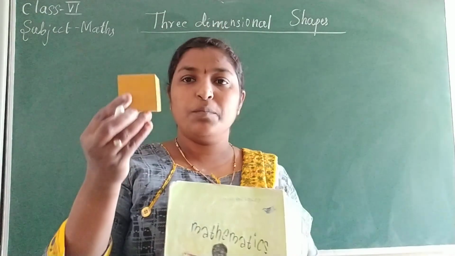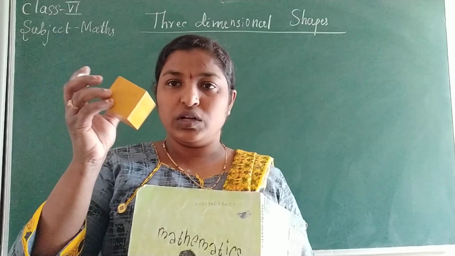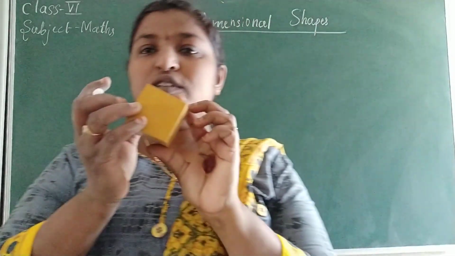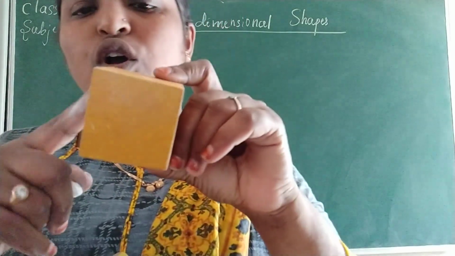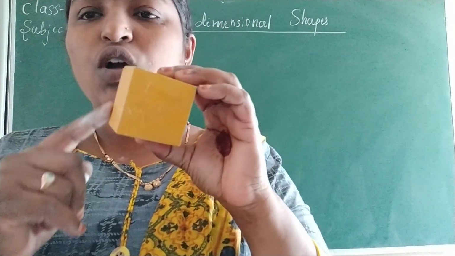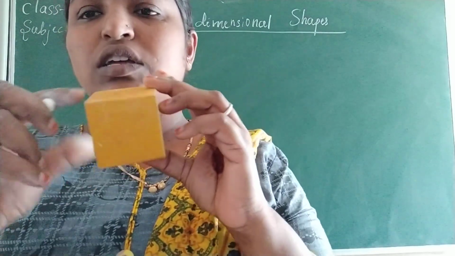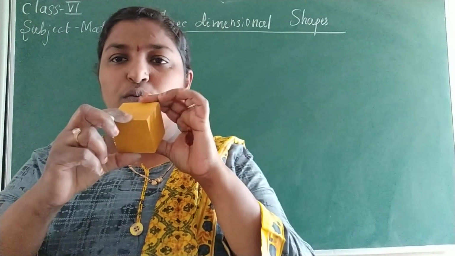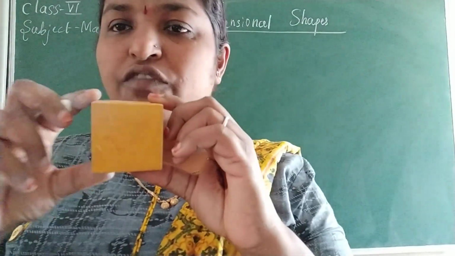So this is the basic one, that is the cube. Just observe this. All sides are the same measurement. All the corners are the same. All the faces will be square. This is a cube. How many faces does a cube have?